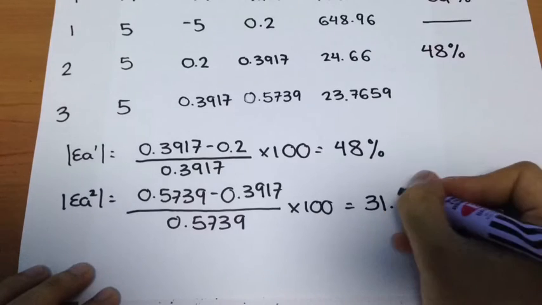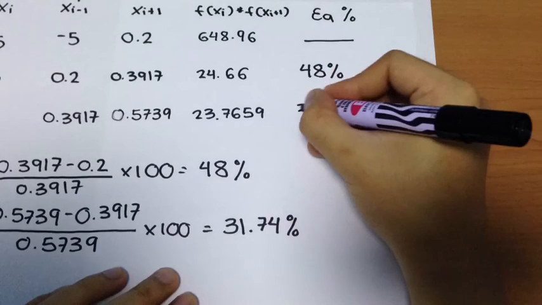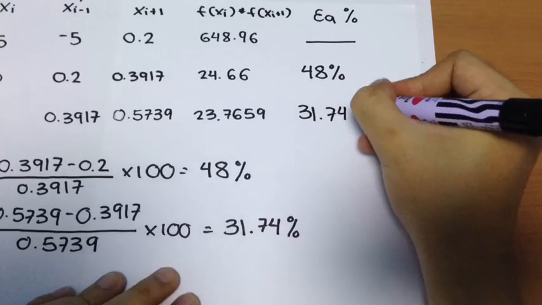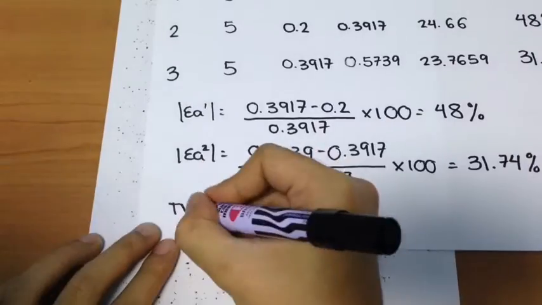And we are down to 31.74% from 48%. And we can see that we are closing in to 0%, though we have 1.7 true value.